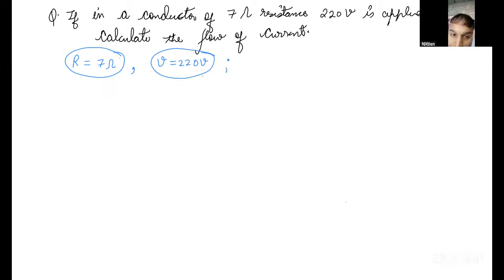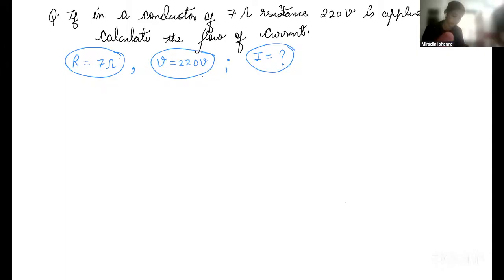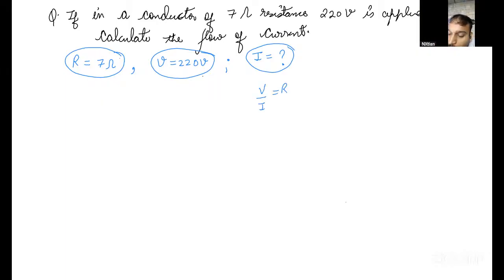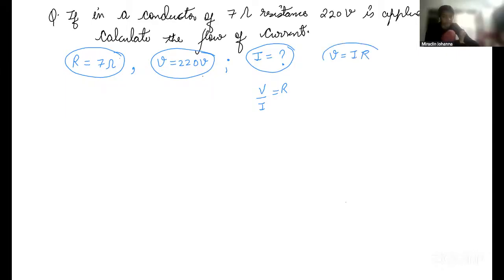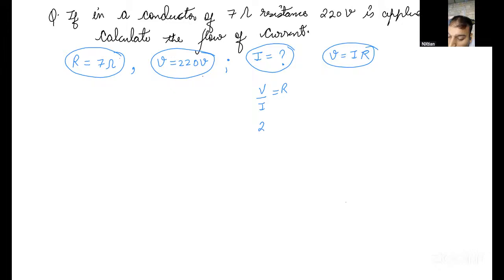Means I. I stands for current. Now what formula will you use? V upon I equals R. Yes, V upon I is equal to R. Basically, by Ohm's law, V is equal to IR, and V upon I will become R. Now V is 220 by 7 is equal to R. You have to divide it. You have to tell me the answer.